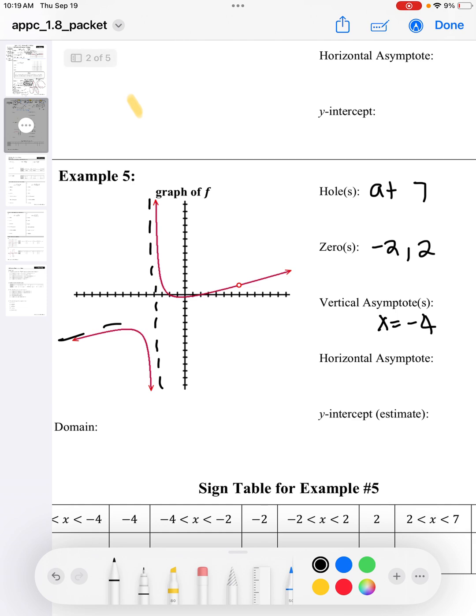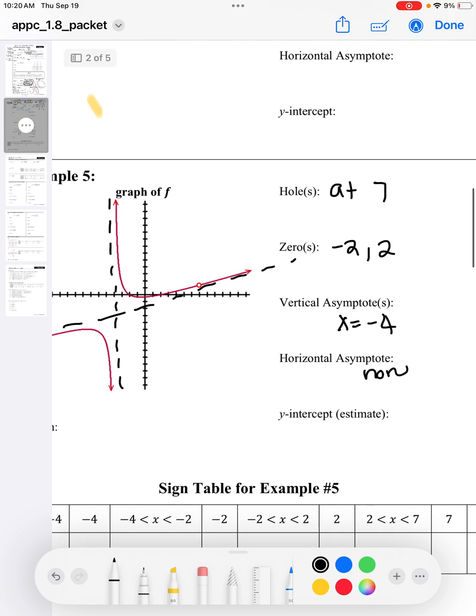And it looks like there's no horizontal asymptote. It looks like there's a slant asymptote. So, none. Slant. The y-intercept looks like it's negative. I don't know. We'll say 0.2.